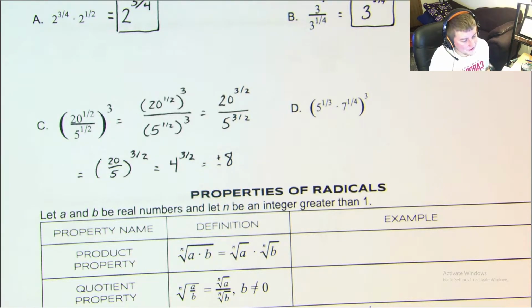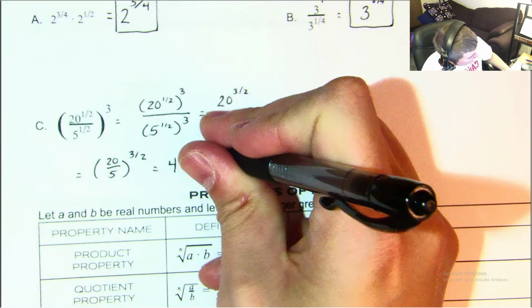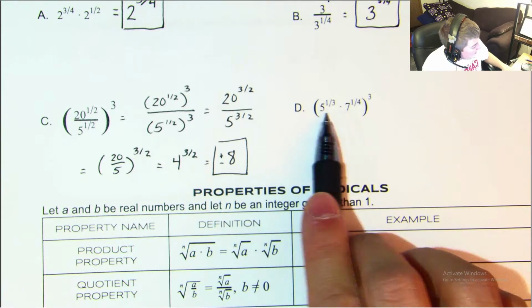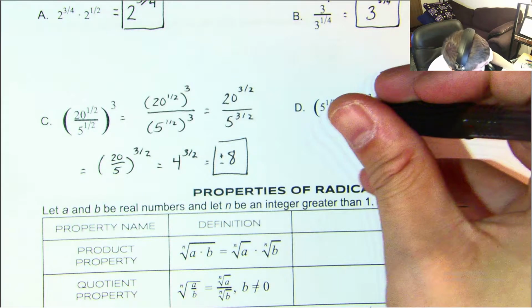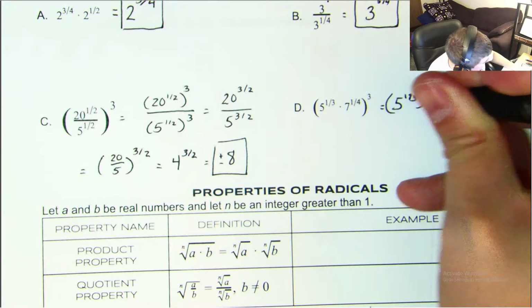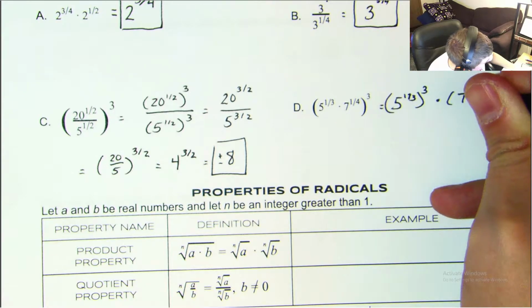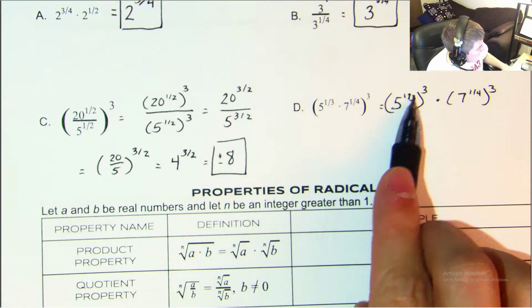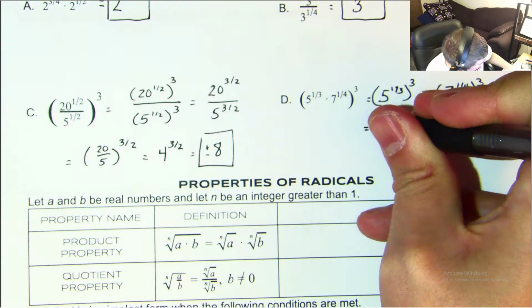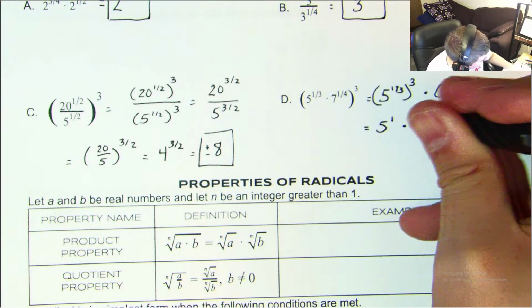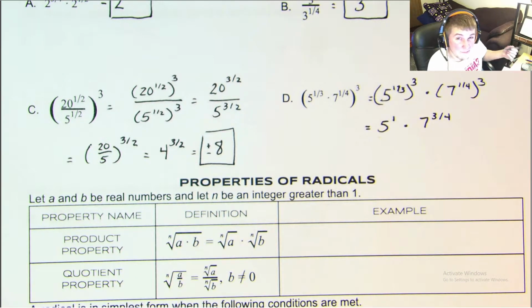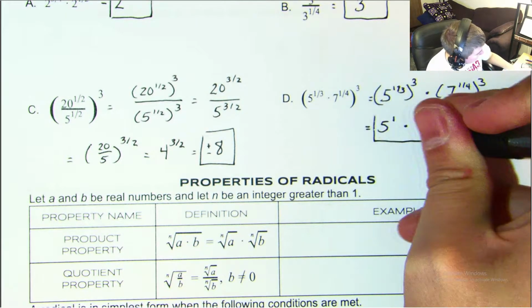Okay, letter D. Letter D is going to have a product. We have power of a product here, because we have two different bases and they're each being taken to the third power. So that means I can just take each part and take it to the third power. Okay, so then now we have power of a power, so 1/3 power to the third power. We just multiply those. So we get 5 to the first power, and then here we would get 7 to the 3/4 power. They don't have the same base. They don't have the same exponent. There's really not much more we can do with that, meaning that this is mostly simplified.